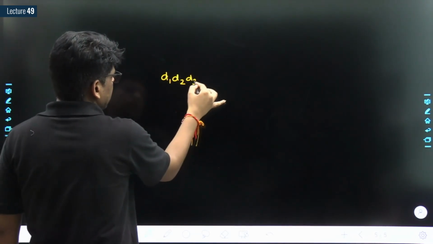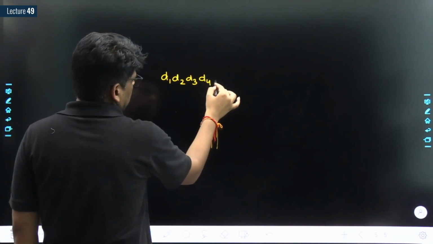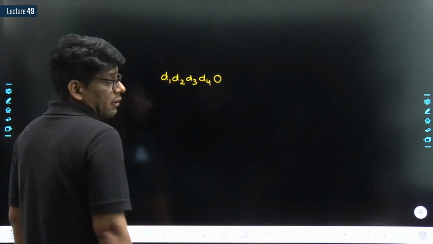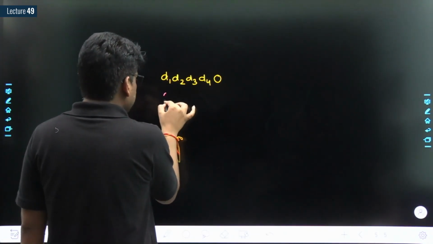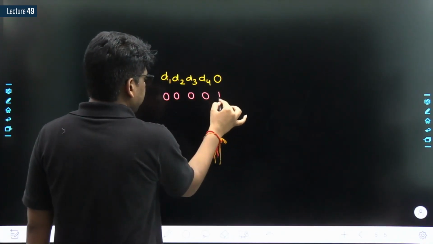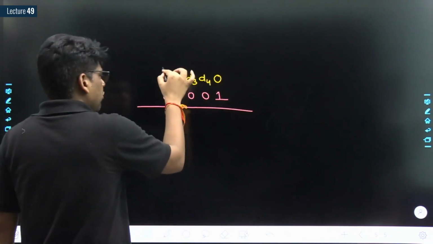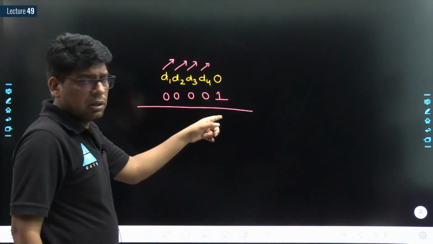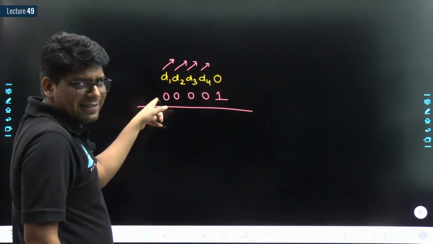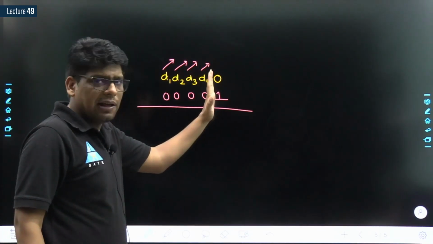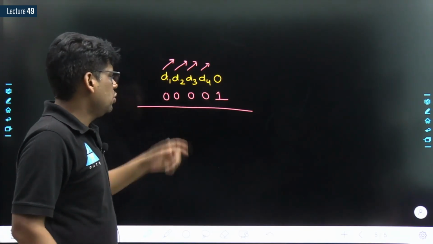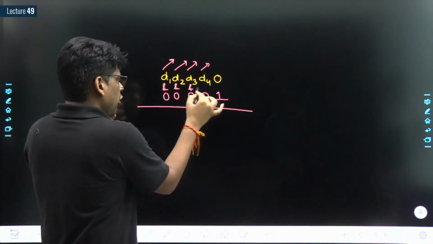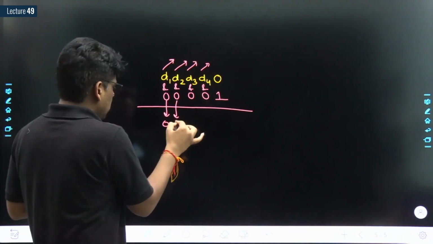Okay, let me consider any number: D1, D2, D3, D4, and the last bit 0. If I perform the bitwise AND of this number with 1, does it matter what the values of these bits are? No, sir, because all the MSBs, all the bits here, are 0 in the number 1. So it does not matter what the value of D1, D2, D3, D4 is. If I perform bitwise AND, they must be 0.